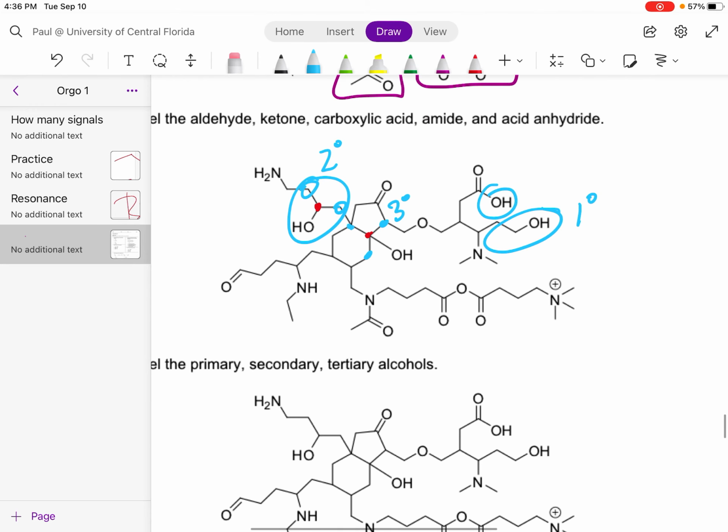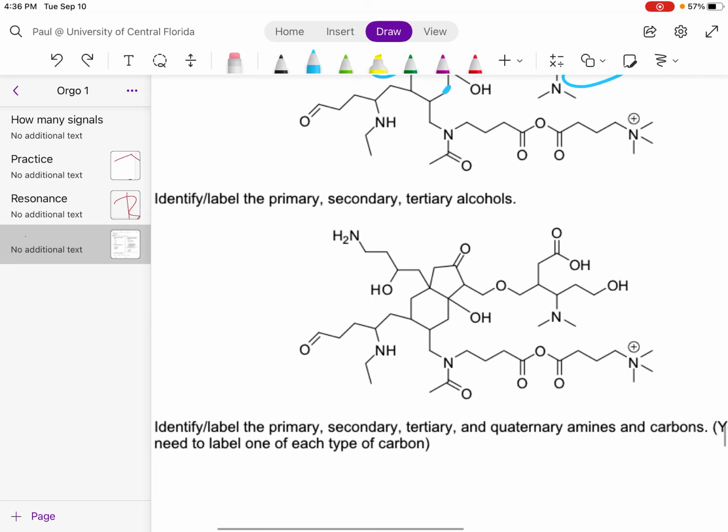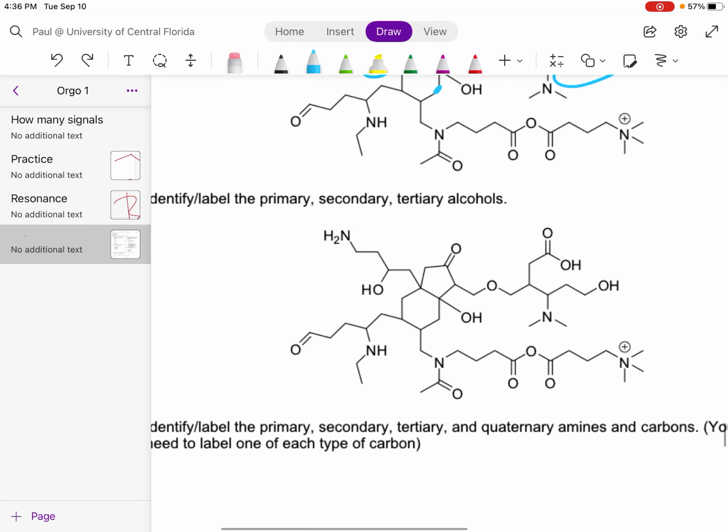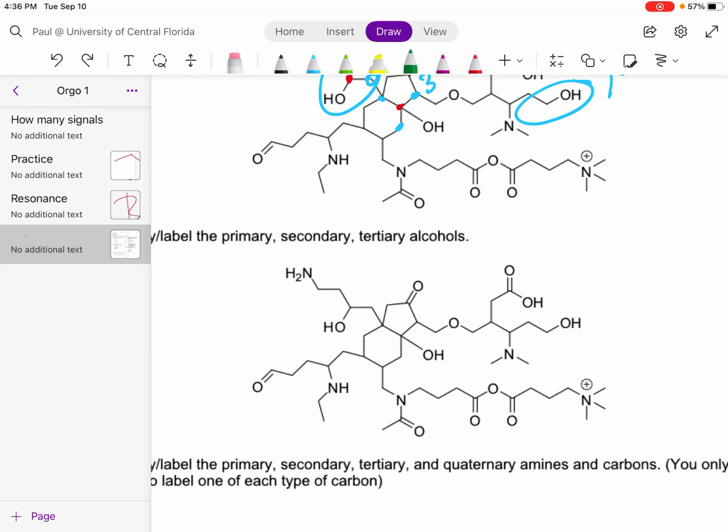That is not an alcohol. That is the carboxylic acid. Identify and label the amines. Okay, now that's a little bit different. We have an amine, and all we have to do is ask how many carbons are directly attached to the nitrogen. 1. That's a primary amine.